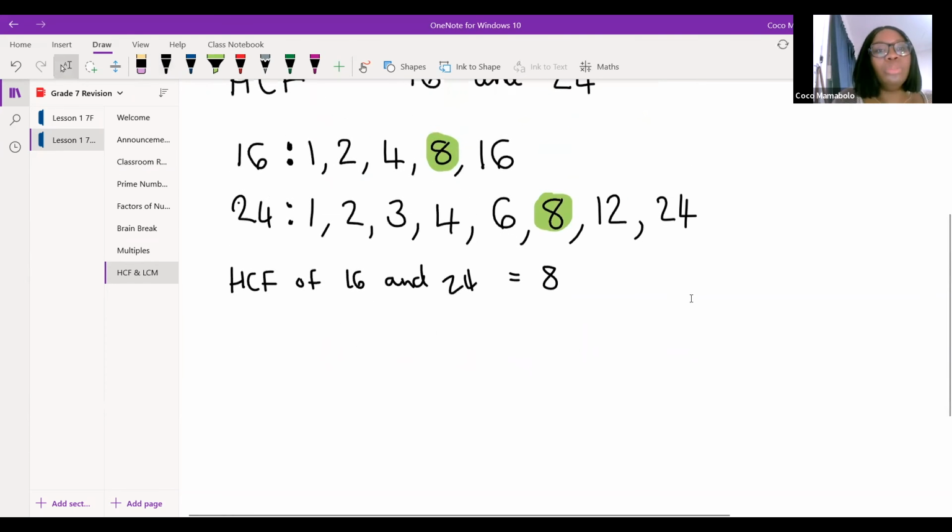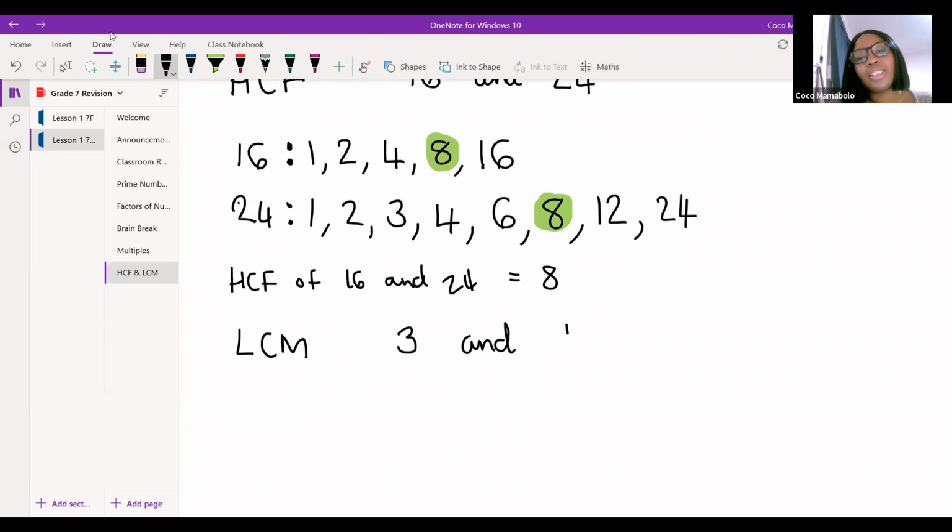All right. Now we need to go look for the LCM. We want the lowest common multiple. We want the lowest common multiple of 3, and let me think of a nice number, 3 and a number that doesn't divide into 3. 3 and 10. There we go. 3 and 10. Okay. So who can tell me what we are going to have to do first?